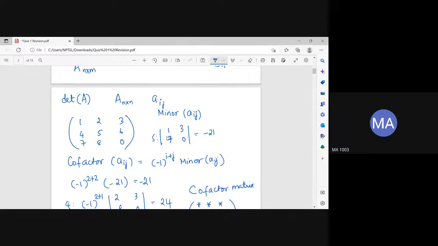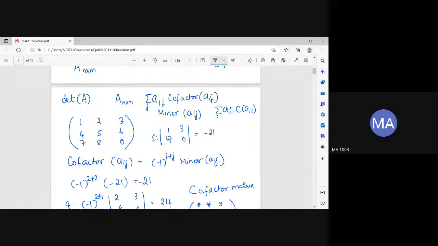See, in general, if you're expanding along, say, the first row, it's going to be the summation of a1j into the cofactor of a1j. So this is along the first row, right? The j is going to vary, 1, 2, 3, along each column. You can also expand along any column. If you expand along the first column, it's going to be ai1 into the cofactor of ai1, where i varies. So it's calculated this way, right?